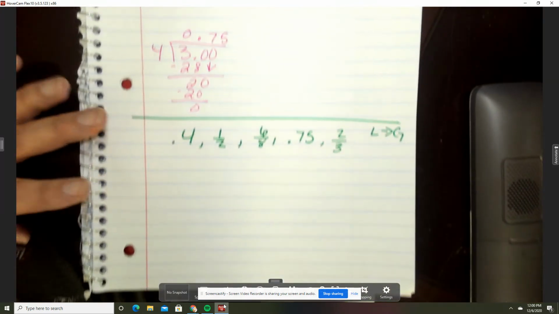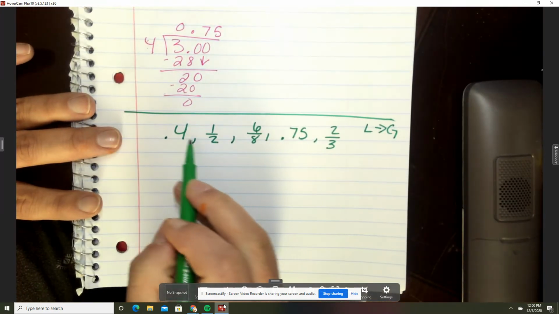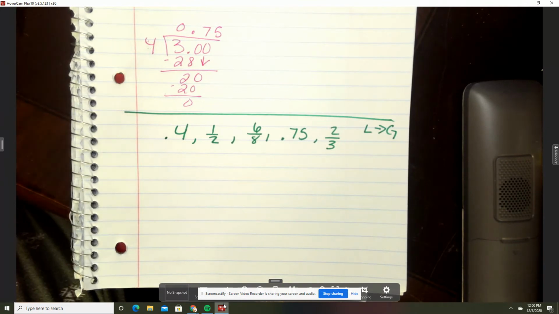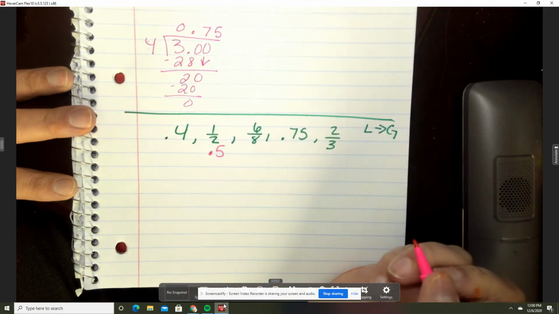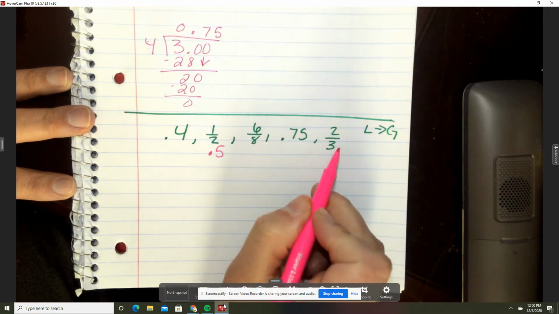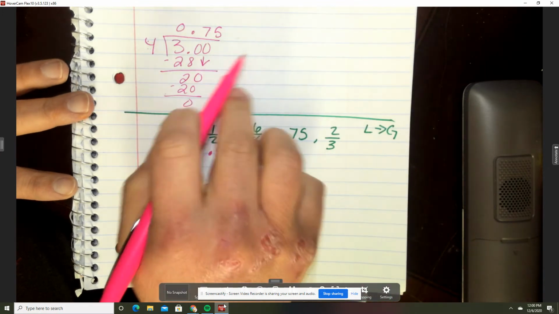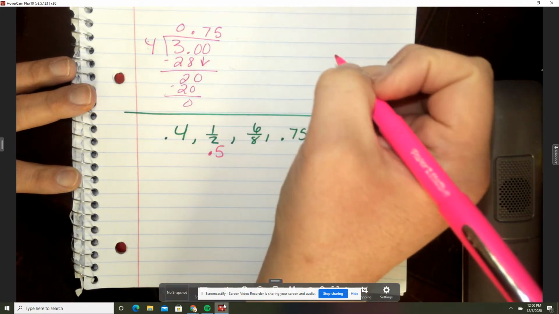The 1/2, we do not need to work that out. We should know that 1/2 is 5/10. That should be one that you have memorized. But then I have 6/8 and 2/3. So I'm going to use this space right here to divide.